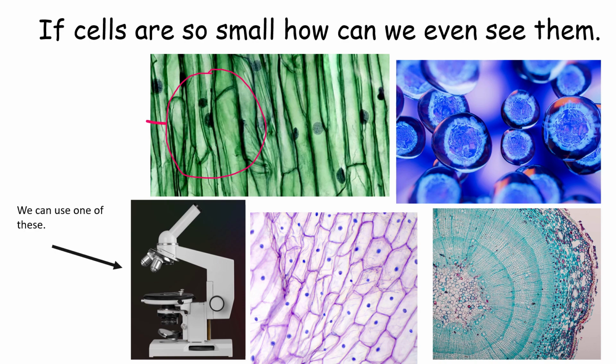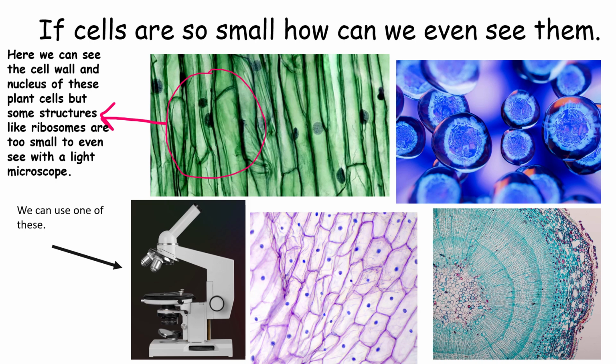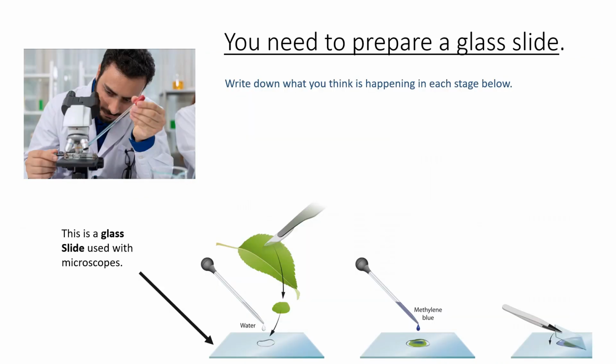Light microscopes are really useful for looking at cells. We can see the nucleus and the cell wall. However, we can't see the really small structures like ribosomes. These are too small to be seen with a light microscope. Now let's look at how we use a light microscope. The first thing you need to do to use a light microscope is prepare a glass slide.